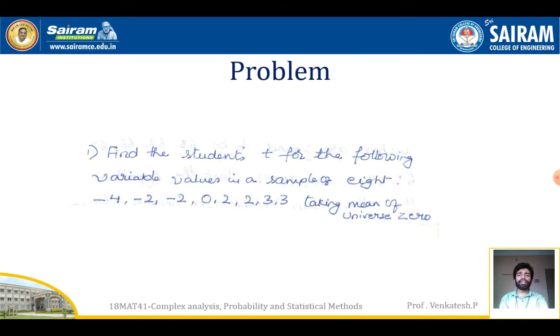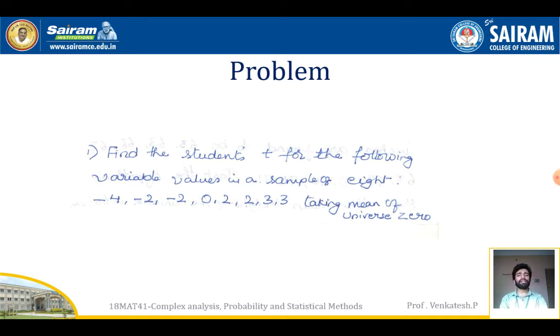Example, find the Student's t for the following variable values in the sample of 8: minus 4, minus 2, minus 2, 0, 2, 2, 3, 3, taking the mean of the universe as 0. You are given that the actual mean mu is 0, and a sample of 8 is given, so the value of n will be 8 here. The degree of freedom will be 7. The values of x are minus 4, minus 2, minus 2, 0, 2, 2, 3, 3.